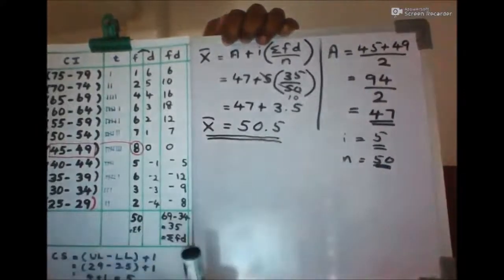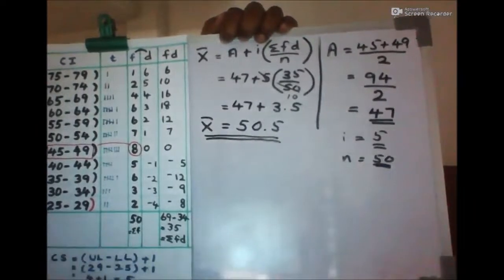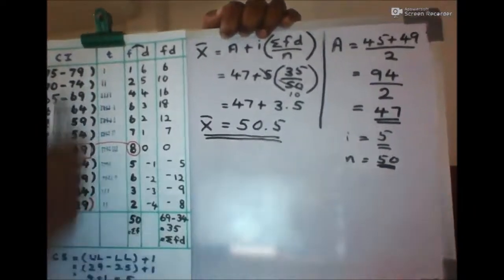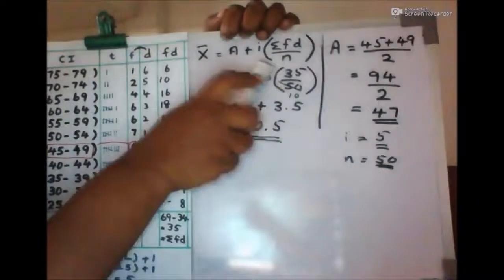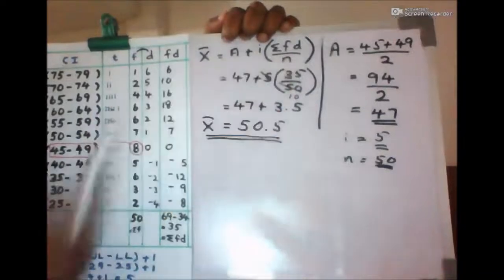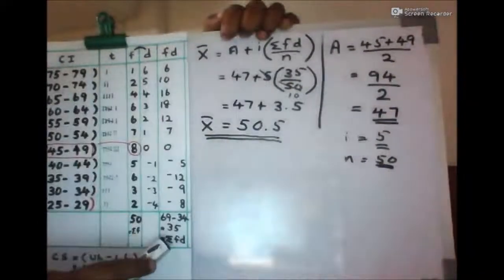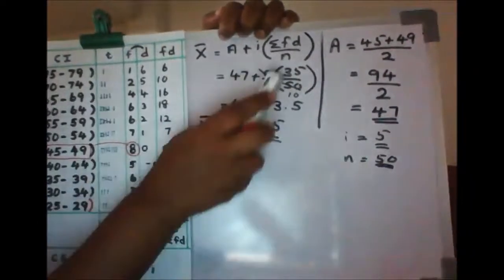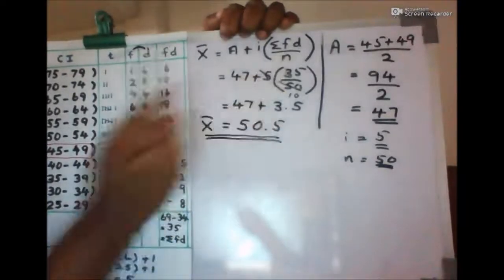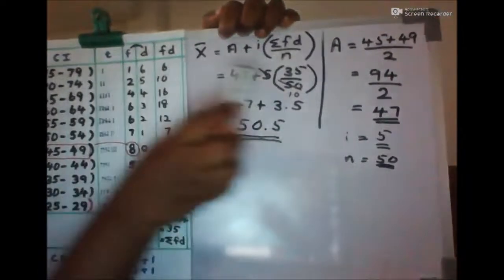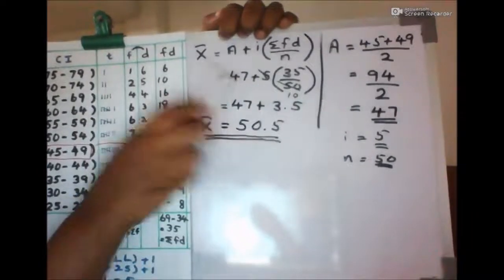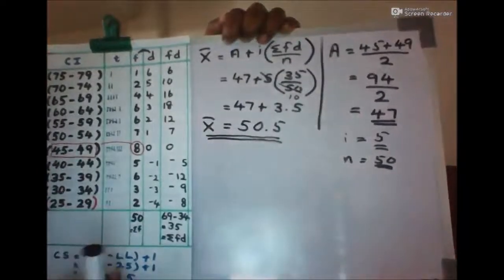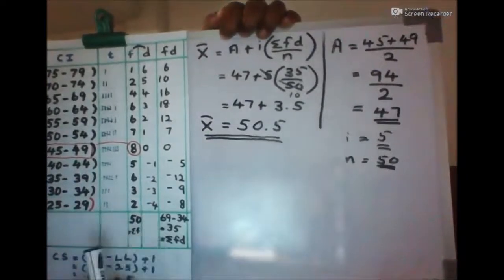Right. Okay. That's the way to calculate the X bar for grouped data. Sometimes when you do this, summation FD is 0. Then you have to put 0 here. 0 divided by 50, it's 0. Whole section is 0. You get only the assumed mean as the X bar. Don't get scared if you get 0 here.